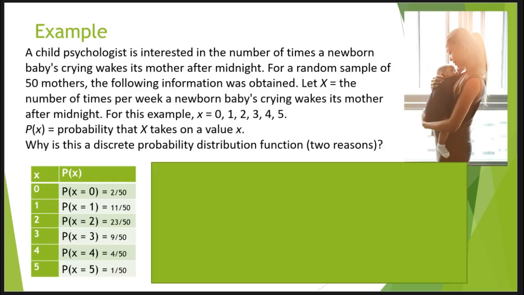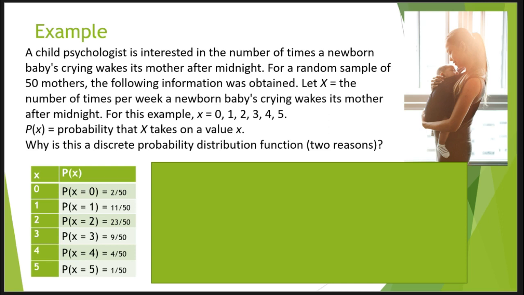For example, a child psychologist is interested in the number of times a newborn baby's crying wakes its mother after midnight. For a random sample of 50 moms, the following information was obtained. Let the uppercase X equal the number of times per week a newborn baby's crying wakes its mother after midnight. So for this example, lowercase x will equal 0, 1, 2, 3, 4, or 5. The probability of x is the probability that uppercase X takes on a value of lowercase x.